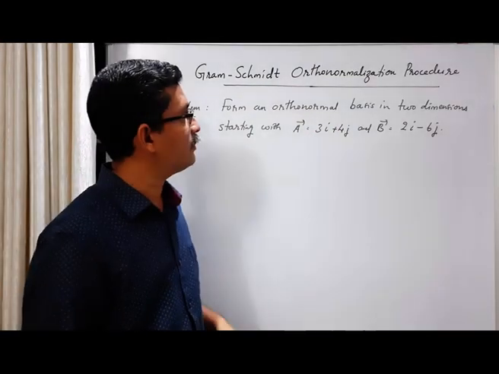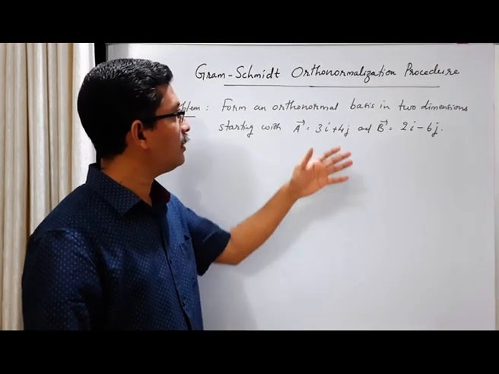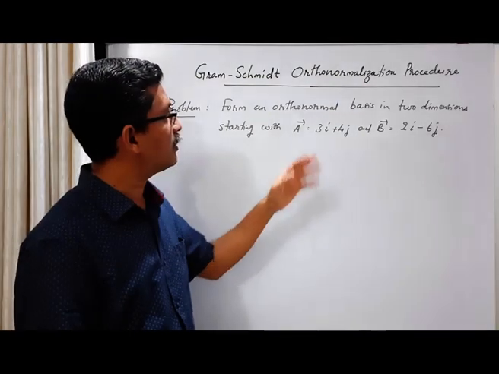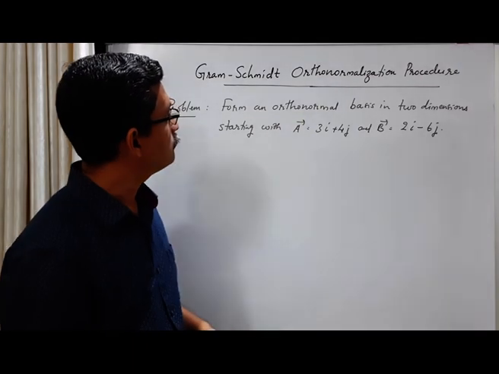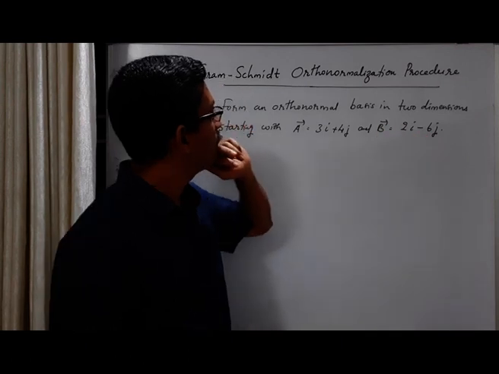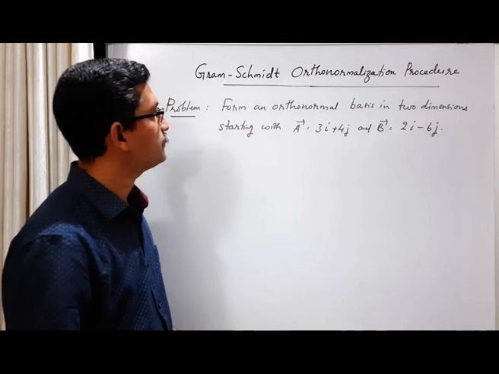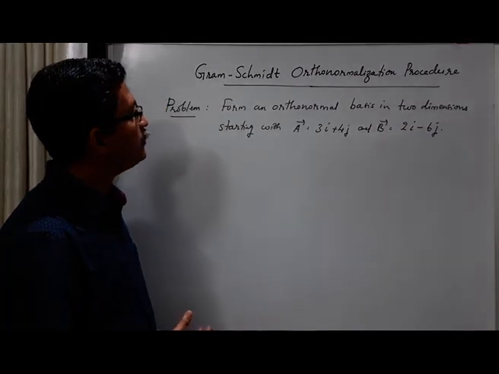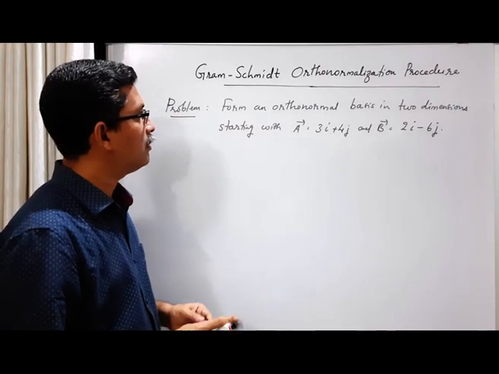So these are obviously vectors on a plane. They are linearly independent vectors, as is clear here. We cannot write one vector as a scalar times the other. These are 3i plus 4j, and this is 2i minus 6j. So we cannot write one as a multiple of the other. So we start with these linearly independent vectors and we have to construct an orthonormal set.